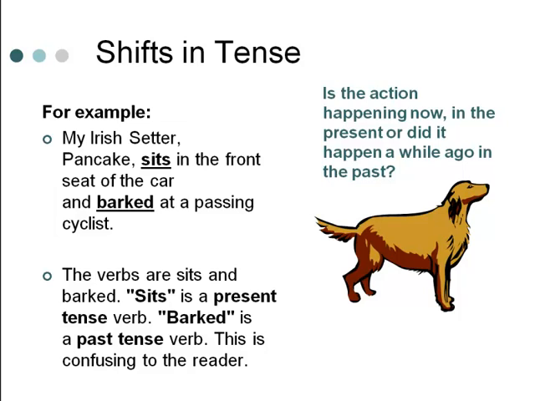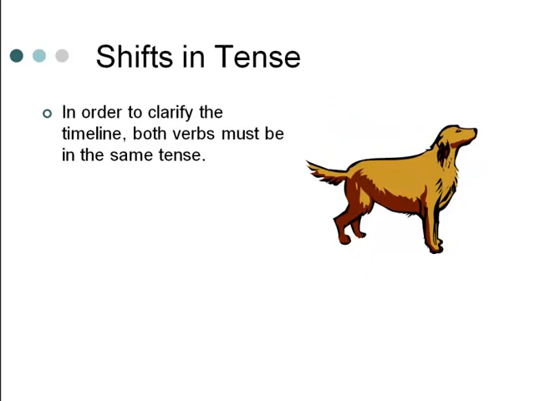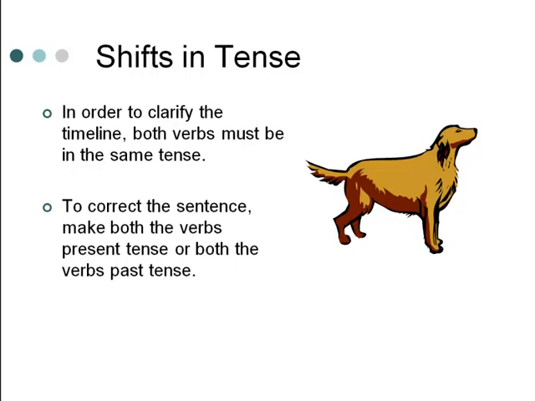So you need to choose whether you are telling this in the present tense or whether you want to tell it in the past tense. Either way, both of the verbs need to agree with whatever tense you choose. In order to clarify the timeline, both verbs must be in the same tense. To correct the sentence, make both the verbs present tense or both of the verbs past tense.